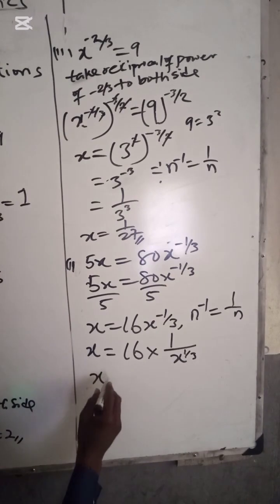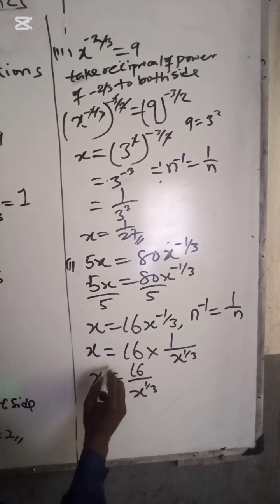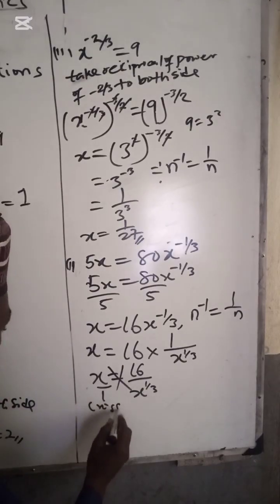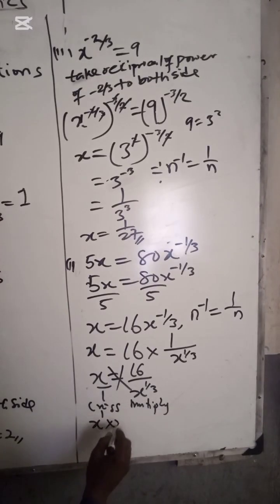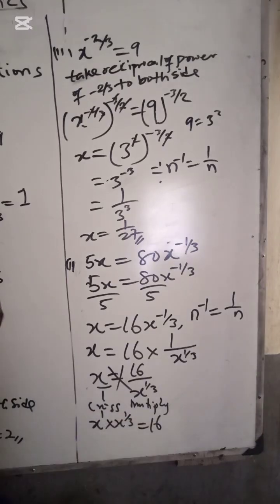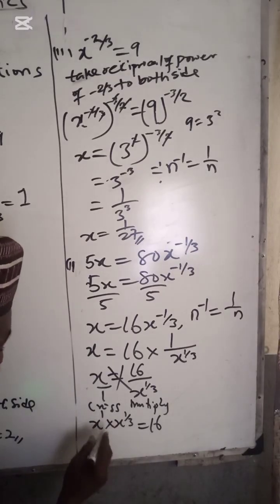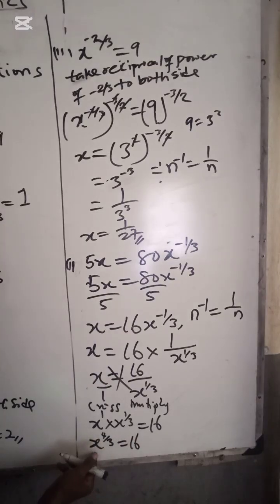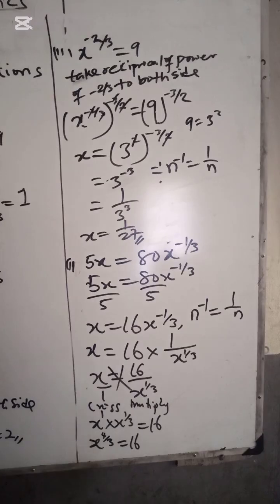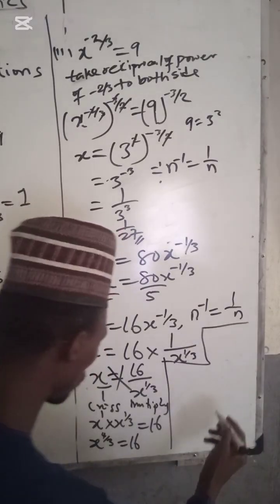So apparently we have x equals 16 over x raised to power 1 over 3. Here, what do you do? Cross multiplication. Cross multiply, student. So you have x raised to power 1 times x raised to power 1 over 3, which is equal to 16. Remember, these bases are the same, so you add their powers. You have x raised to power 4 over 3, which is equal to 16. We are looking for x, not 4 over 3. What do we do? Find a way to take this out. How do we do it? We take the reciprocal of 4 over 3, which will give us 3 over 4, to both sides.